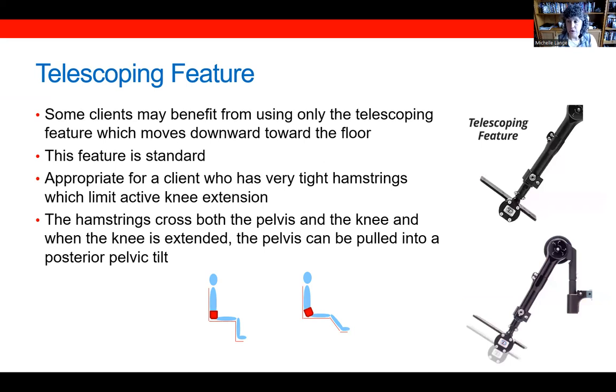So the telescoping option is standard on the seating dynamics dynamic footrest hangers. Some clients might benefit from solely this movement, and this is pretty much those clients who have very tight hamstrings. The hamstrings cross the pelvis and the knee. If the client extends at the knee and those hamstrings are really tight, they're going to pull the pelvis right into a posterior pelvic tilt. So in these clients, we might only provide movement downward. We still have an opportunity to diffuse force and active extension, but keep the pelvis in a neutral alignment.